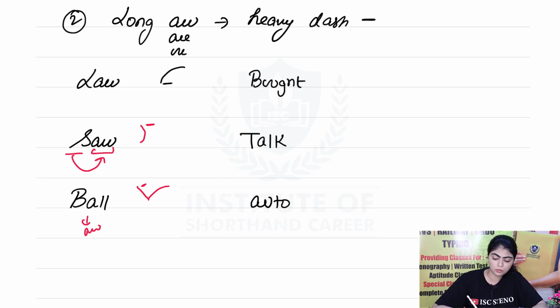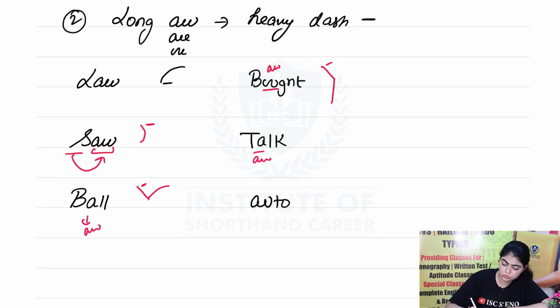Next is bought. Ba or. I told you, you might see OU also, but it's giving the sound of o. So just place a heavy dash. Ba, and t. Next word is talk. Ta or sound is there. So ta, and k.